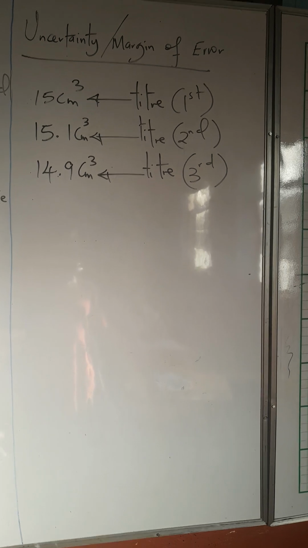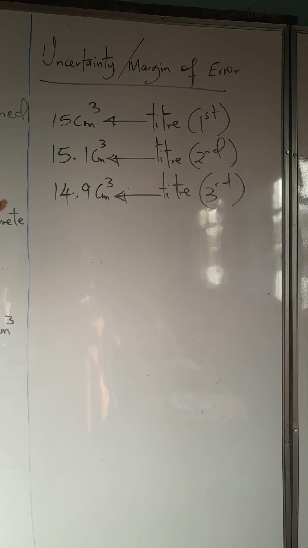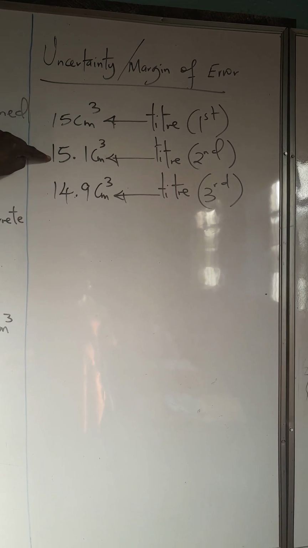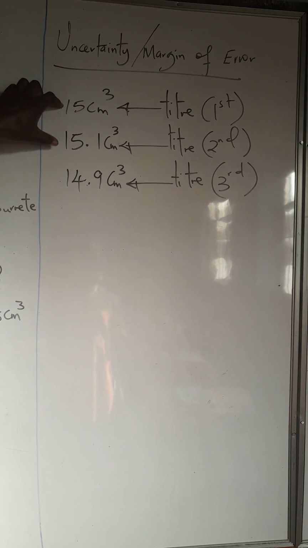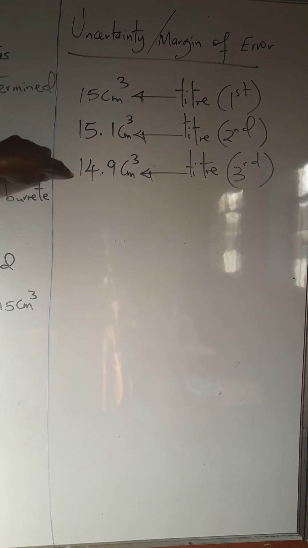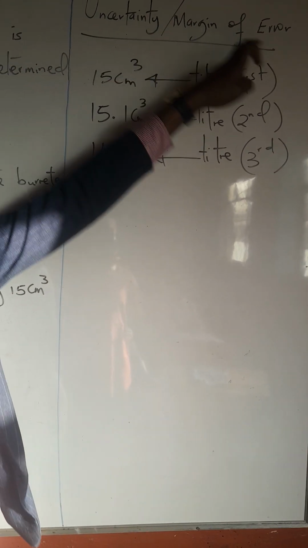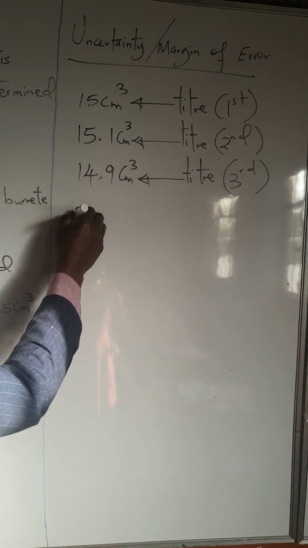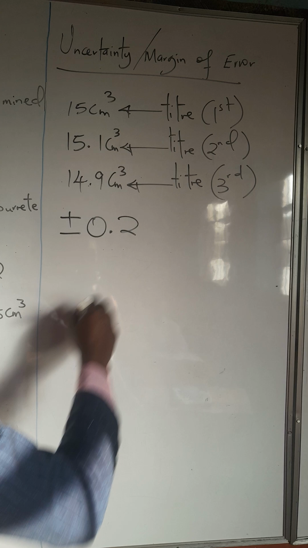The reason why you are getting these different values is that you are not accurate in any particular experiment. The reason why this value is not exactly the same as this one is because you've made an error either here or here or here. So we normally allow a margin of error in chemistry. We use plus or minus 0.2 allowance.